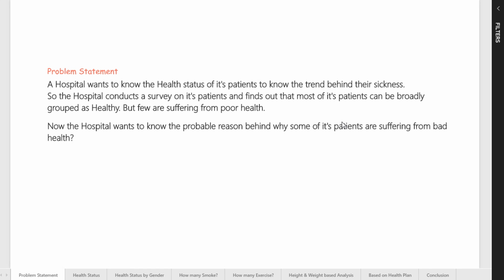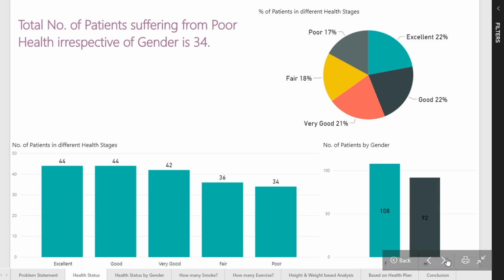For the purpose of storytelling, in this case, we have considered a health status analysis dataset. So, the first slide is analyzing the data in terms of health status. As you can see from this page, I am understanding the percentage of patients in different health stages and number of patients by gender. I can clearly see from this pie chart that 17% of my patients, irrespective of their gender, are having poor health, which is like 34 patients. The same information is shown here in this graph. There are 34 distinct patients who are suffering from poor health.